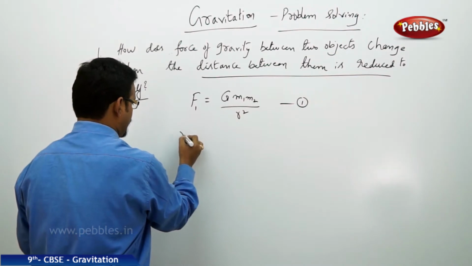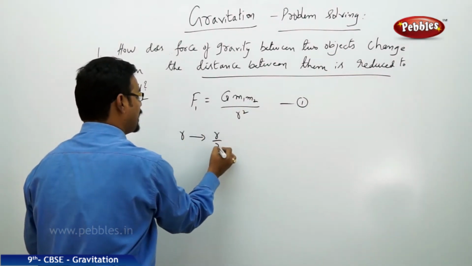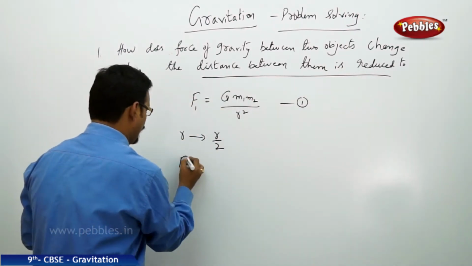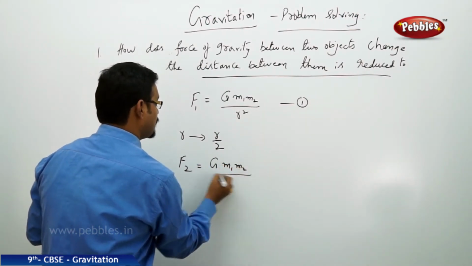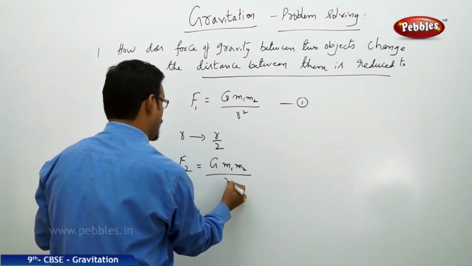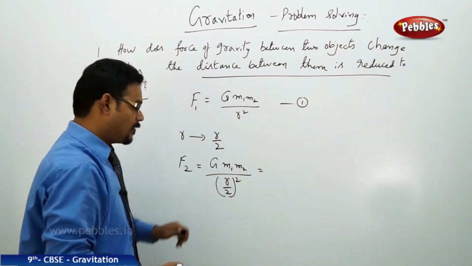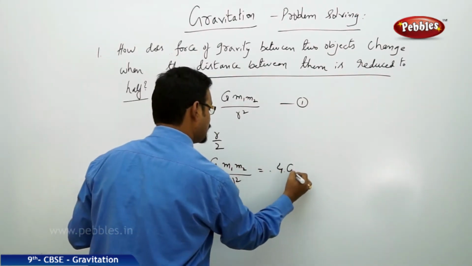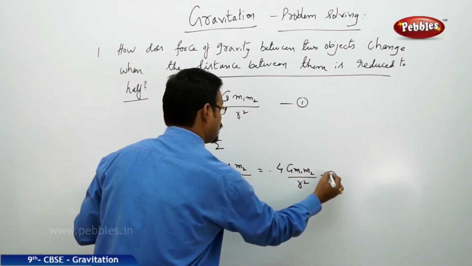Now the distance r is reduced to half, means it becomes r by 2, right? So the new force F2 equals G m1 m2, because I maintain the same masses, but the distance r becomes half, so r by 2 whole square. Now this is r square by 4, 4 goes to the numerator, so 4 into G m1 m2 by r square. This is equation 2.